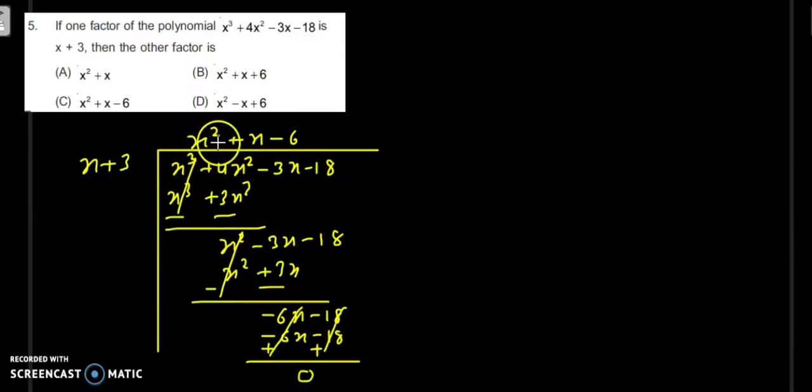So the second factor is coming x square plus x minus 6. Option C is your answer. Everyone can solve this question easily.